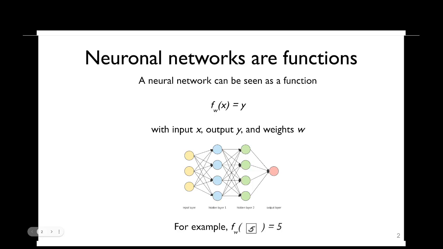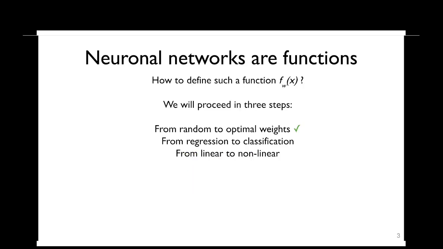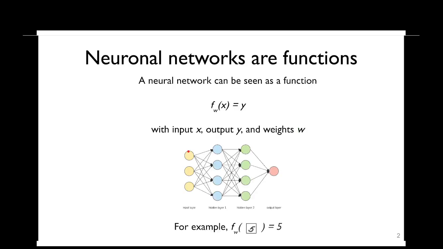So let's go back to our basic setup. A neural network is a function f_w of x equals y, and it's consisting of an input layer, hidden layers, and an output. And as an example, we see here how the image of a 5 through our neural network is transformed into the output 5.